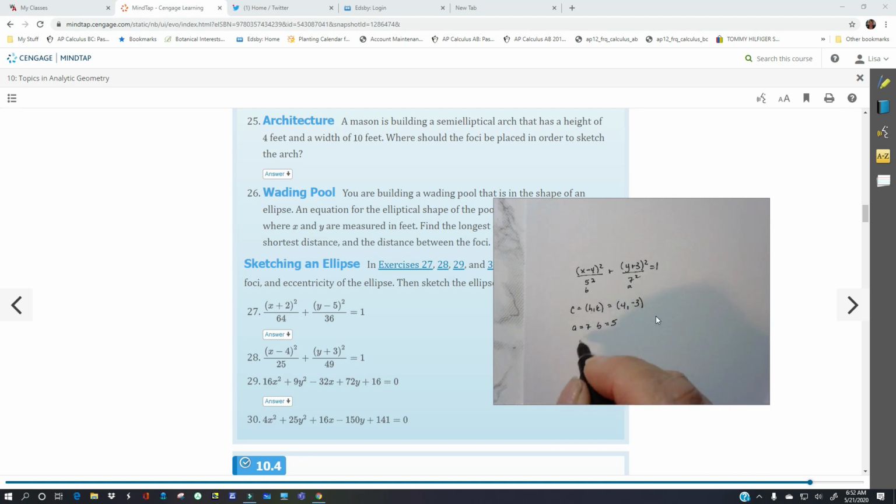We might as well go ahead and find C. Remember, for this formula, it's a squared equals b squared plus c squared. So what that means is that c squared is equal to a squared minus b squared. If I plug those in, I'm going to have 49 minus 25, which is 24. And if I take the square root of that, I'm going to have to simplify it. Remember, this is 6 times 4. The square root of 4 is 2, so 2 root 6. So this would be the simplified version of C.